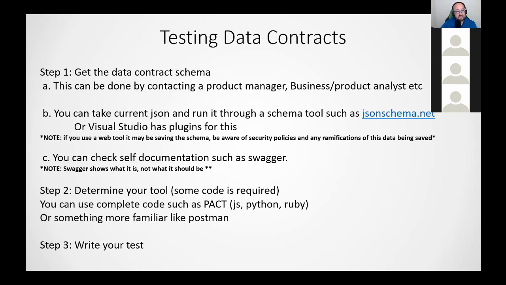You can also check self-documentation such as Swagger. One thing that I will say, and I noticed we had this a lot, especially at Realtor, whereas I was like, hey, what's the schema for this endpoint? And they'll say, well, check Swagger. So Swagger shows what it currently is, not necessarily what it should be. So it's important to know the difference between where it was in the previous release and now.